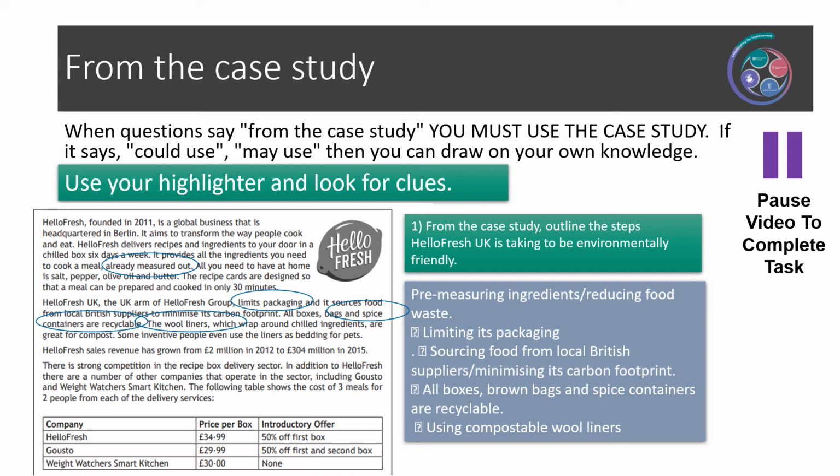reducing food waste, limiting its packaging, sourcing its food from local suppliers, thereby minimising its carbon footprint. All the boxes, brown bags and spice containers are recyclable, and they use compostable wool liners. So again, that's from the case study. It had to be that. So if you started to talk about something else, unfortunately, you would not get the mark.